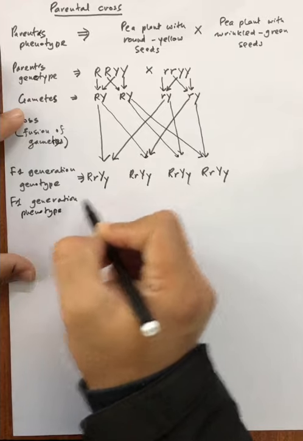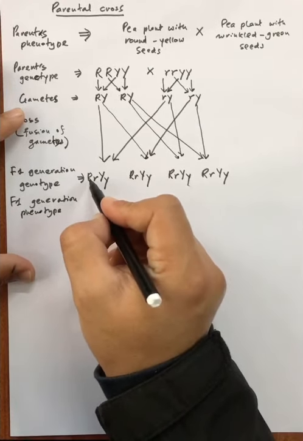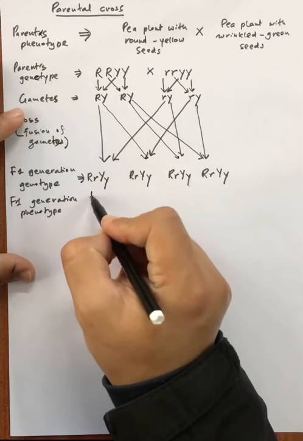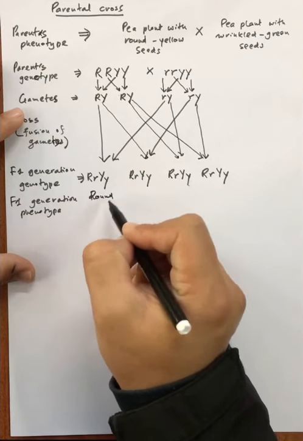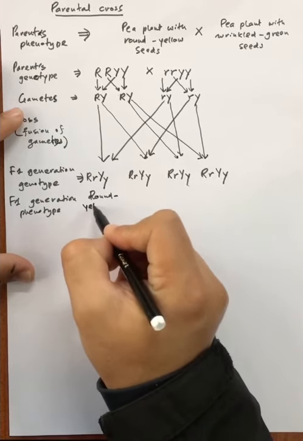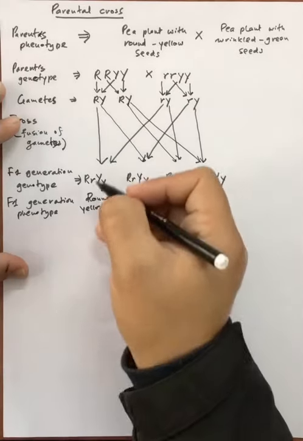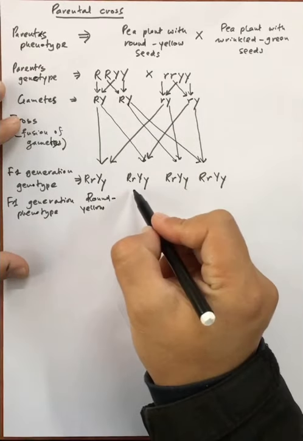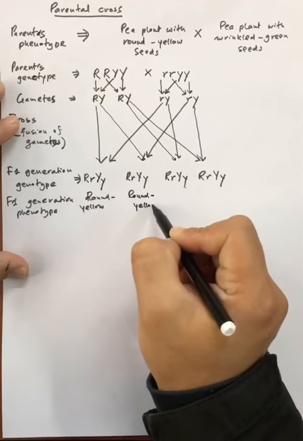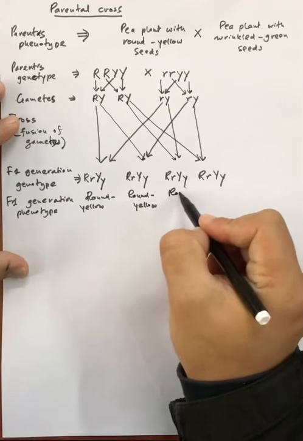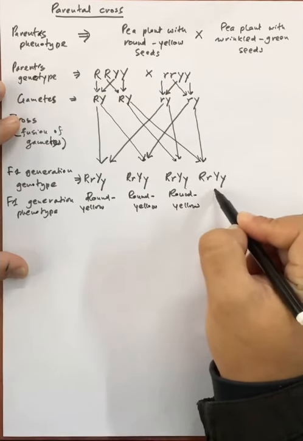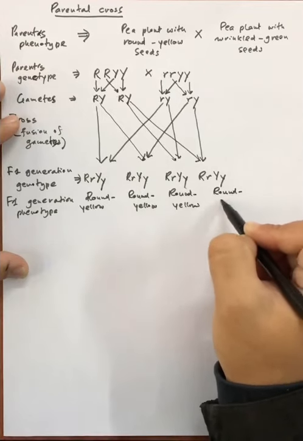Phenotype: the dominant one is the pea plant with round and yellow seeds. Round and yellow is dominant. A pea plant with round and yellow seed.